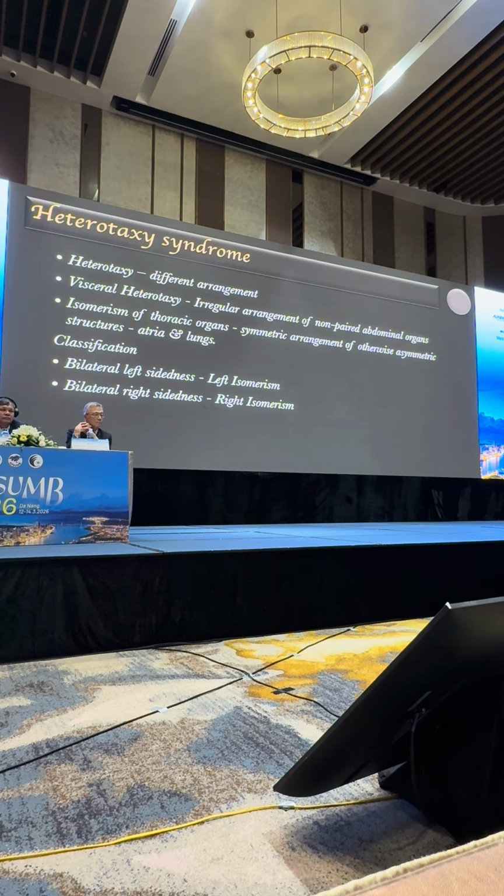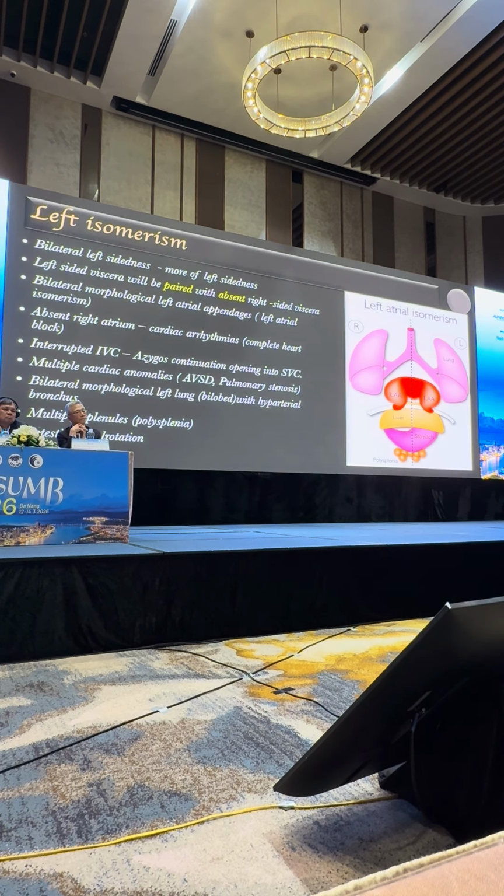Basically, the classification depends upon bilateral left-sidedness, which is called left isomerism, and bilateral right-sidedness, which is called right-sided isomerism. Now, with this basic background, let us try to understand left-sided isomerism. When I say left-sided isomerism, it is bilateral left-sidedness, more of left-sided structures. That means the left-sided viscera will be paired with the absence of the right-sided viscera.